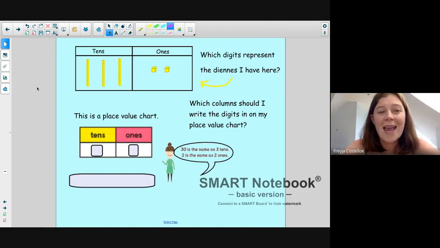So here we've got the same picture as we had on the other slide of my tens and my ones. Which digits represent the Deans I have here?